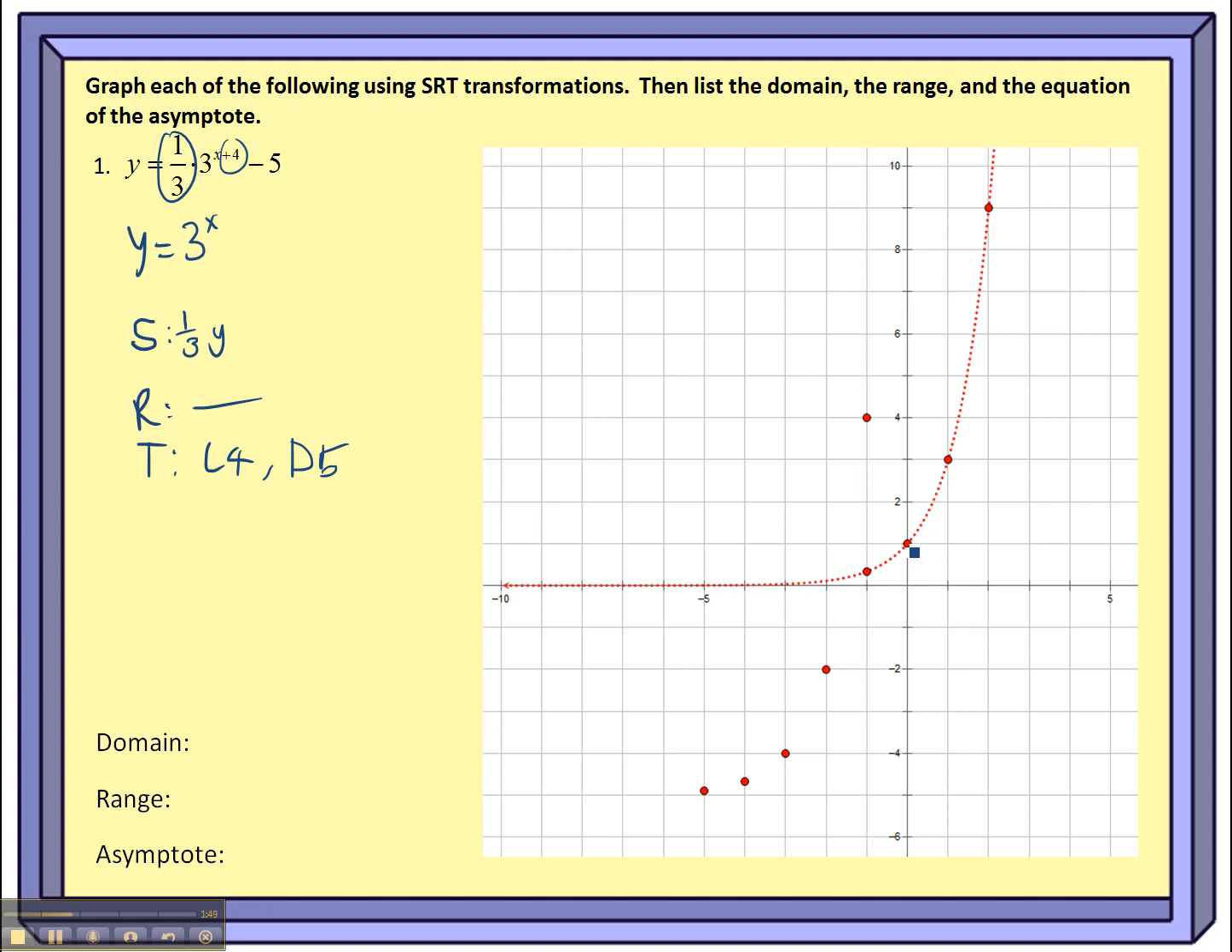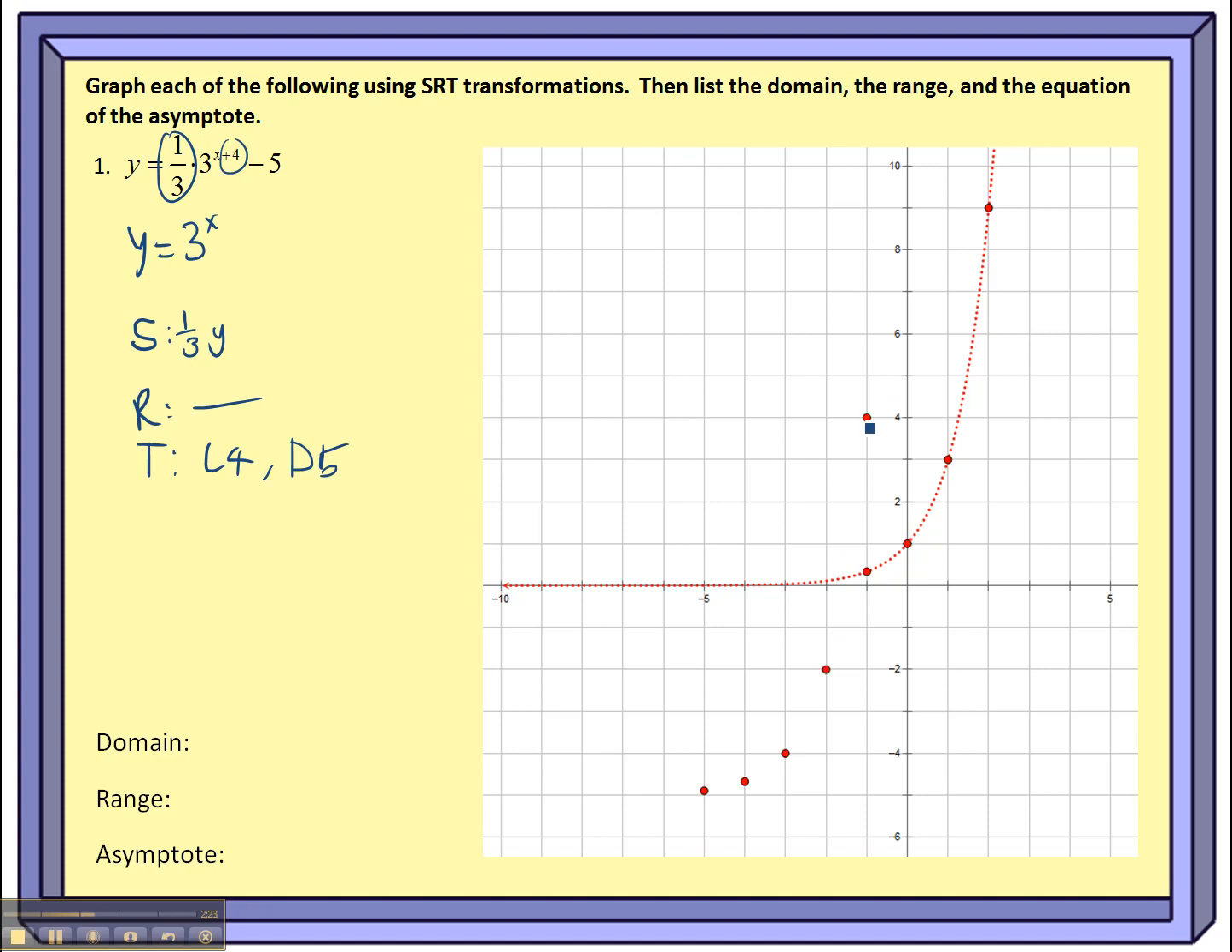I take this one that's at 1, take 1/3 of it, left 1, 2, 3, 4, down 1, 2, 3, 4, 5. It's at this point here. I do it to the one at 3. I take 1/3 of it. It's at 1, over 1, 2, 3, 4, down 1, 2, 3, 4, 5. Next one, I take 1/3 of 9. It's at 3, left 1, 2, 3, 4, down 1, 2, 3, 4, 5.